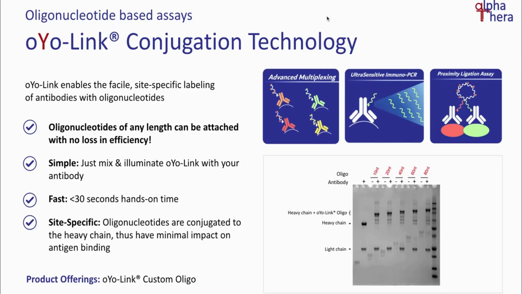One of our most popular products is oYo-Link Oligo. Antibody oligonucleotide conjugates are being used in a rapidly expanding number of applications, including highly multiplexed spatial proteomics, immuno-PCR, and proximity ligation assays. oYo-Link oligo is sold with the oligonucleotide attached to the oYo-Link, and this oligo is included in our prices. You'll just be asked to provide us with your oligonucleotide sequence.